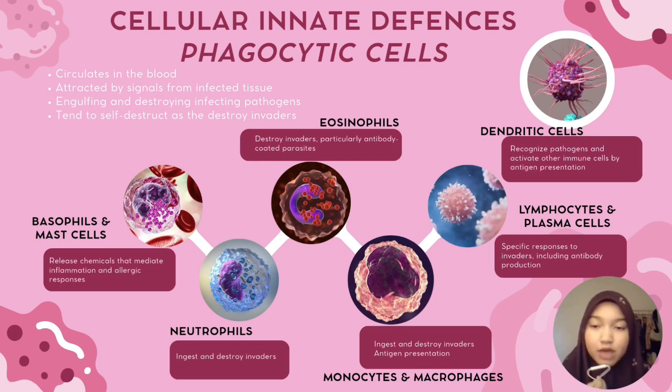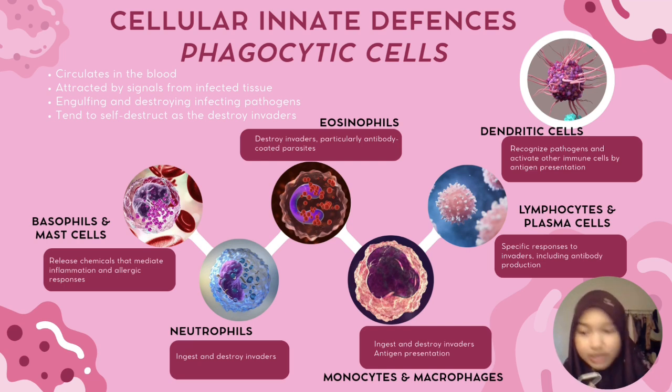The first one, we have basophils and mast cells. They release chemicals that mediate inflammation and allergic response. The second one, we have neutrophils. They ingest and destroy invaders. The third one, we have eosinophils. They destroy invaders, particularly antibody-coated parasites.